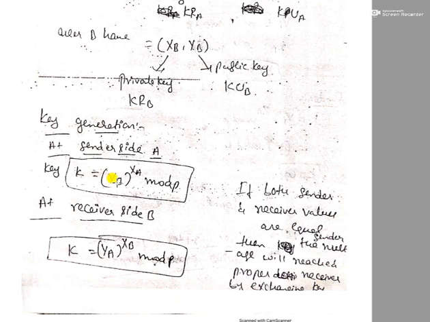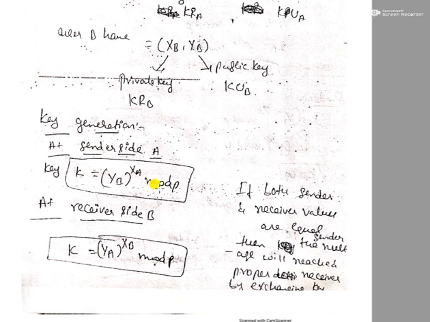And then the sender's private key: K equals YB power XA mod p. YB is the public key of receiver B, raised to the power of the private key of sender A, mod p.